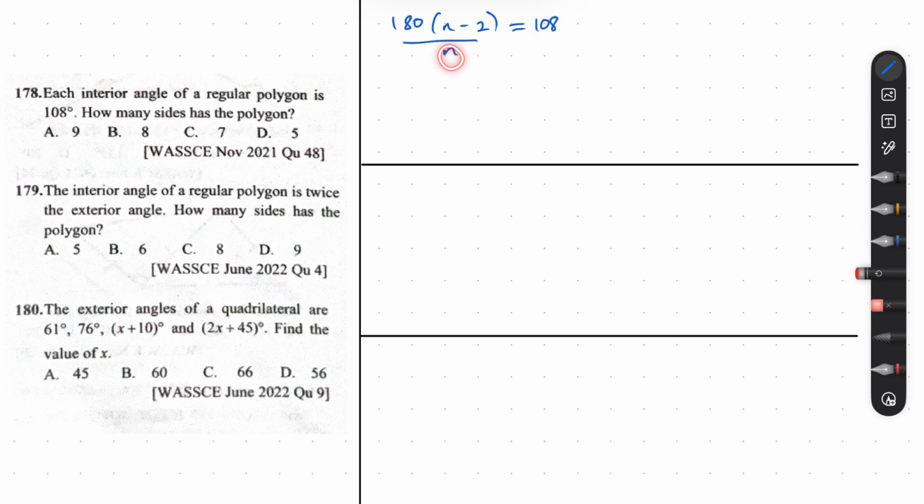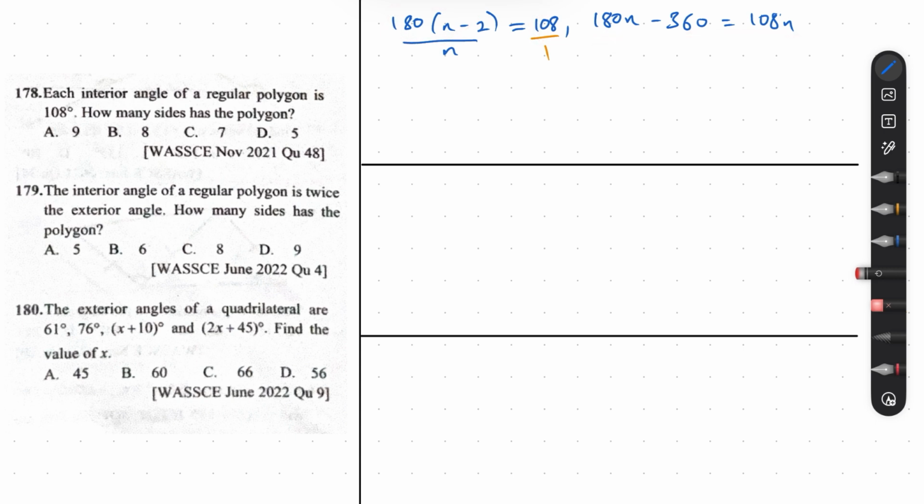When we expand this, what do we get? We get 180n minus 360 equals 108n. How do we get this? This is the same as 108 over 1, so we just do a cross multiplication and then we expand. This is what we get.